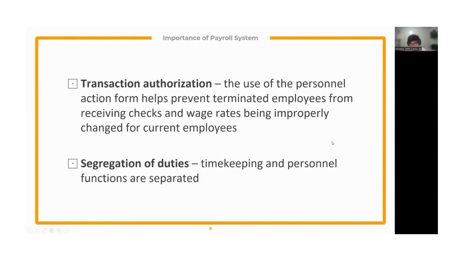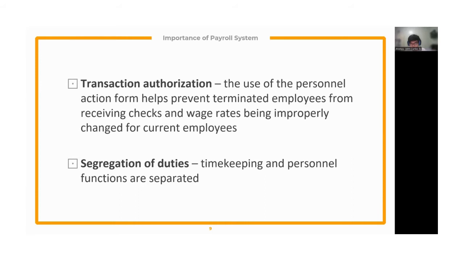So first, we have transaction authorization. The use of the personal action form helps prevent terminated employees from receiving checks and wage rates being improperly changed for current employees. So it's important to have transaction authorization in order to ensure that the data we're inputting in the payrolls are correct and we're not making any mistakes in giving paychecks to terminated employees or suddenly having different wage rates.